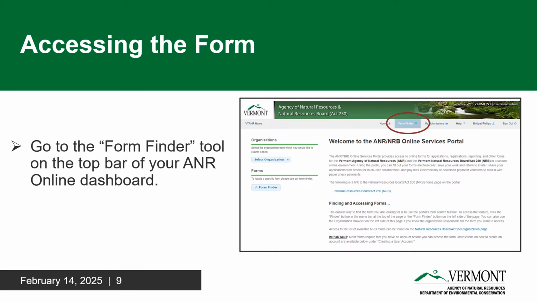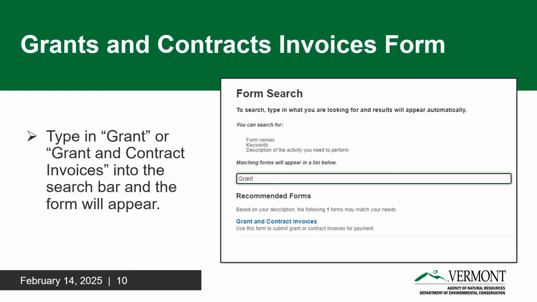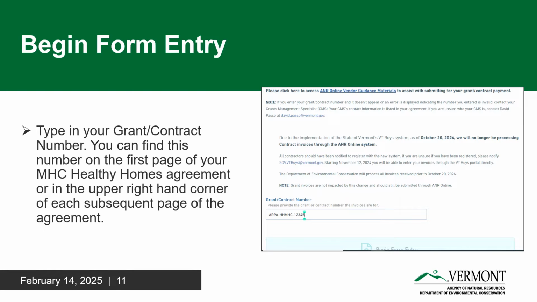To find the form that you will use to submit your invoices for payment as well as your Form 430, go to the Form Finder tool at the top bar of your ANR Online dashboard. Type in Grant or Grant and Contract Invoices into the search bar and select the result for Grant and Contract Invoices. This will take you to the Grant and Contract Invoices Begin Form Entry page.